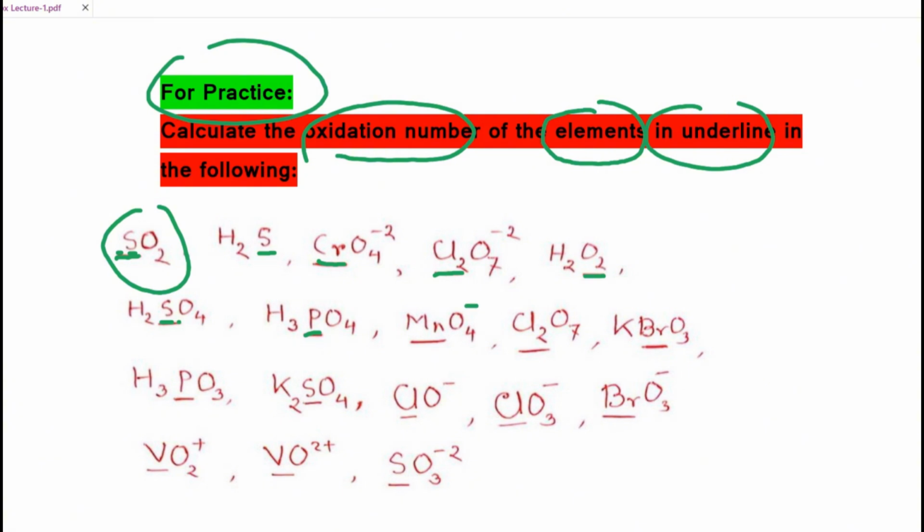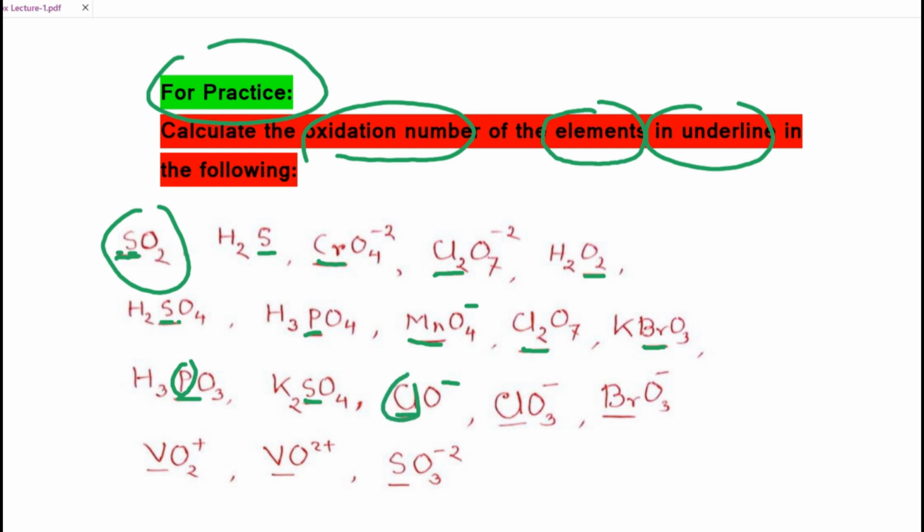Here manganate, MnO4 minus, you will find out manganese. Cl2O7, you will find out oxidation number of chlorine. KBrO3, you will calculate bromine. Phosphorus acid, you will find out phosphorus. Here sulfur, potassium sulfate, ClO minus, chlorate 1, you will find out oxidation number of chlorine.